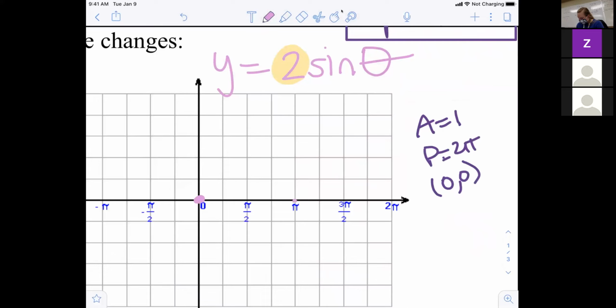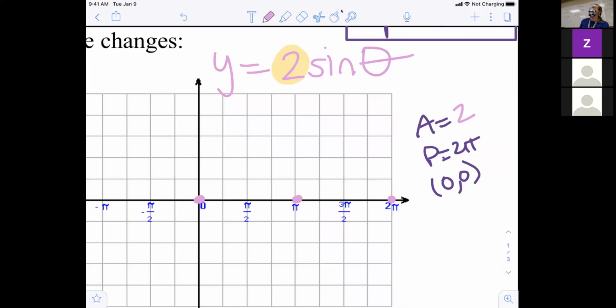My zeros are still the same. They're still at 0, they're still at pi, they're still at 2 pi. The zeros don't change. Oh, why did you guys let me write amplitude was 1? Amplitude is 2. I'm so sorry. Yeah, what I was about to say is the only difference now is my amplitude is not 1, it's 2, which means I'm stretching now to positive 2 and negative 2 instead of positive 1, negative 1.